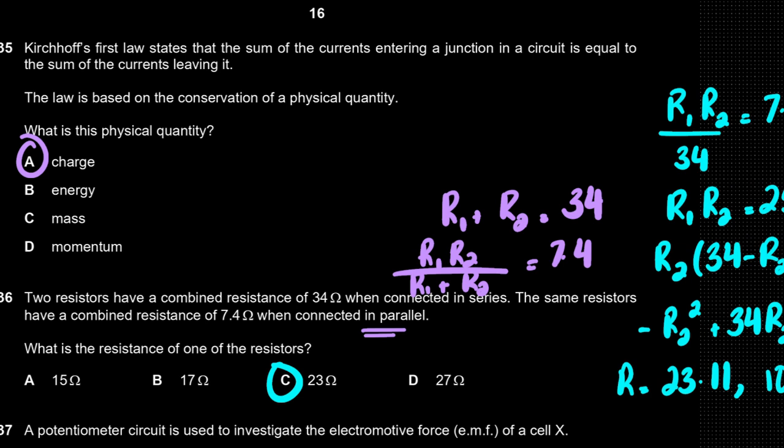This is one way to do it, and again somebody who doesn't like math probably doesn't prefer this method too much. So another way is to just try it out for all the different options. If you have 23, then 23 plus the other should equal 34, so the other one is 10 point whatever, and then you use that for the parallel combination, it should give you 7.4. So you can try it out for all the options, and whichever one clicks, that's your correct answer.